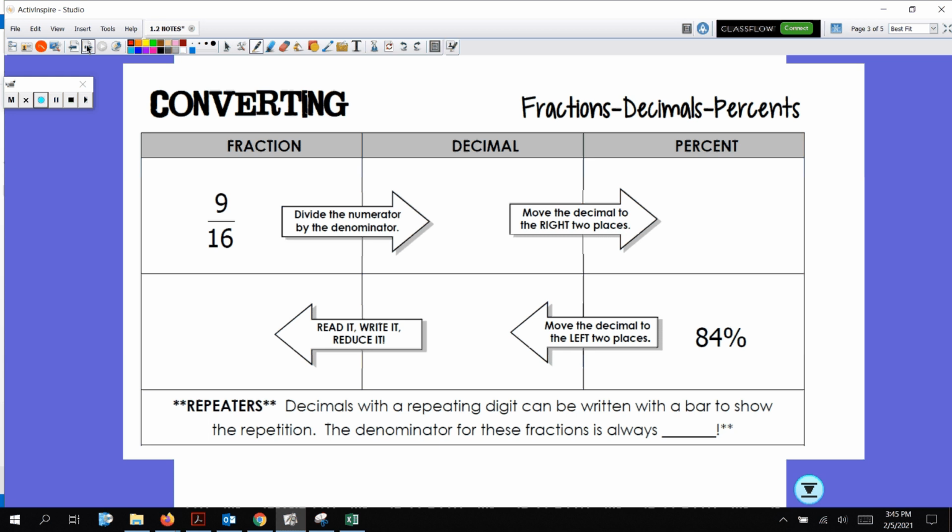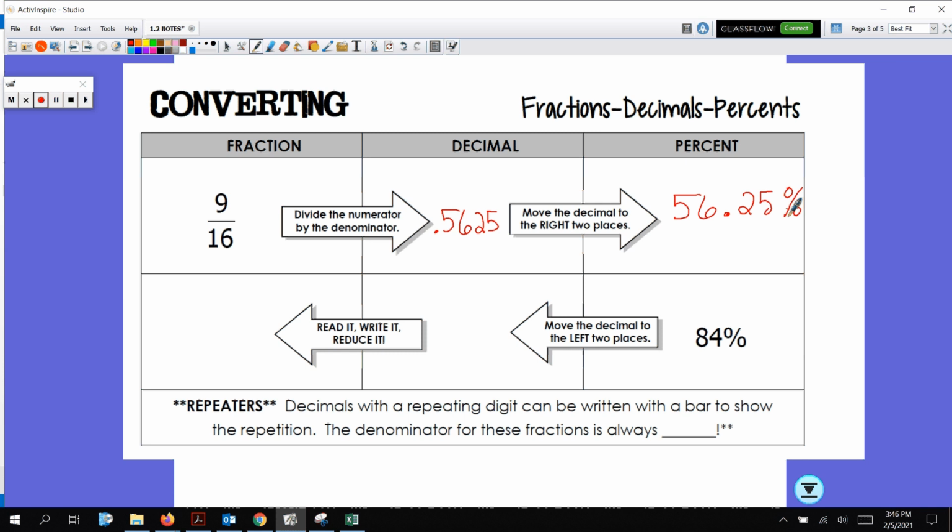All right, so in order to convert a fraction into a decimal, we simply divide the numerator by the denominator. Okay, when I do that, I get 0.5625. Then what I do is I move the decimal place two places to the right, okay? So the decimal place is here, I'm gonna go 2 places, so that means the decimal is gonna be between the 6 and the 2. So this is gonna be 56.25%.